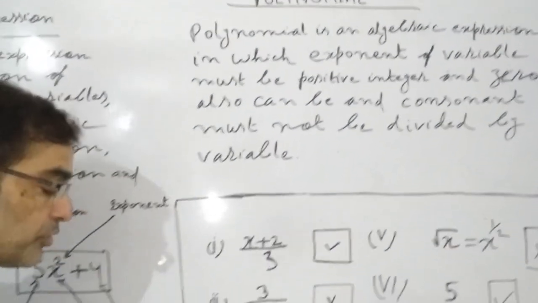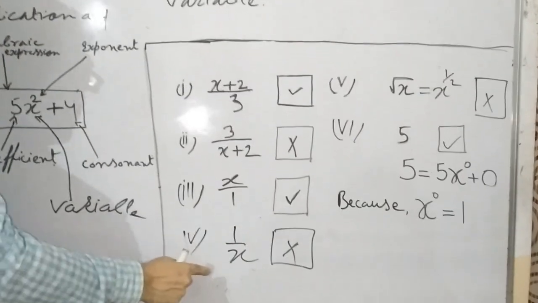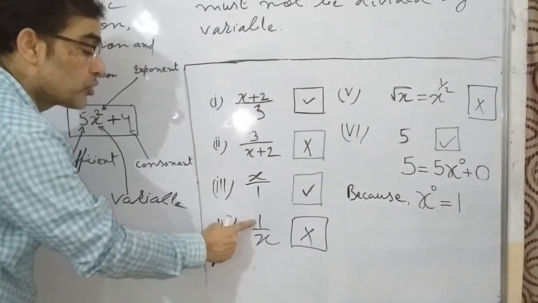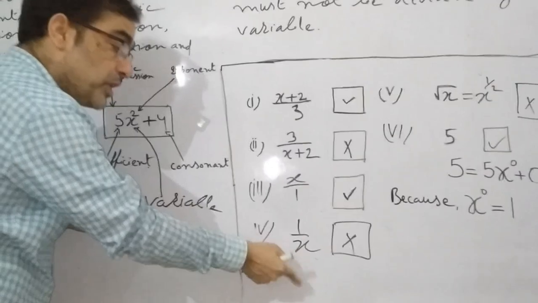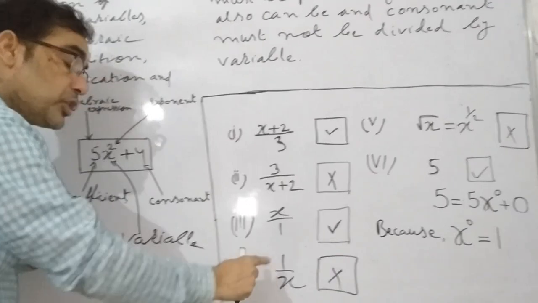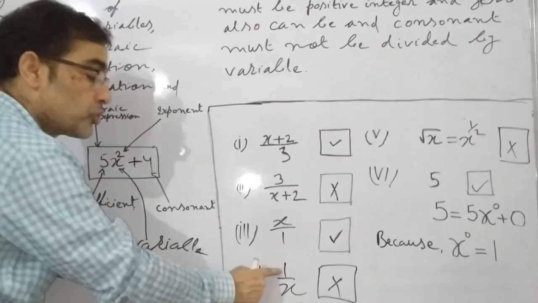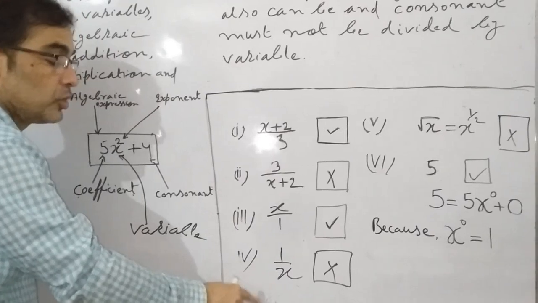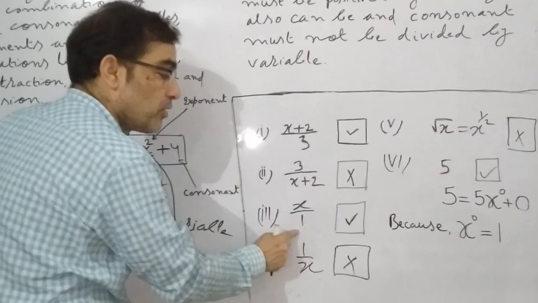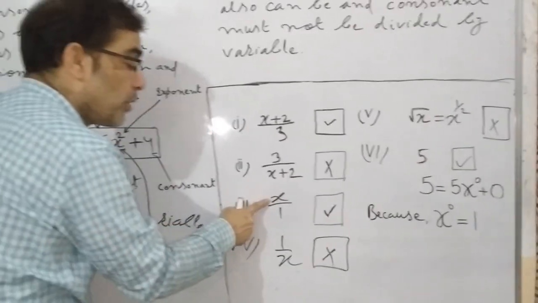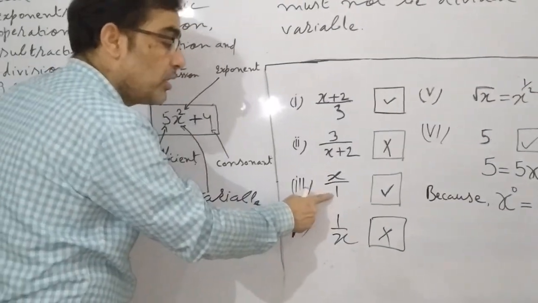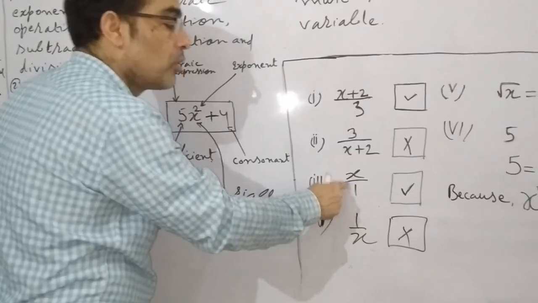Here you will see 1 by x. In 1 by x, the constant is 1 and x is the variable. Here you are seeing the constant 1 being divided by the variable x. It should not be. A constant should not be divided by a variable. So it is not an example of a polynomial. In the example of x by 1, x is the variable, 1 is the constant, and the variable is being divided by the constant. So it is an example of a polynomial.